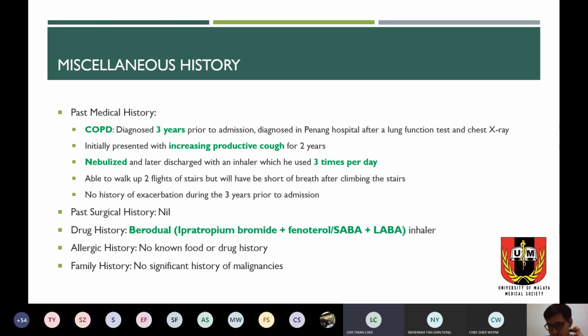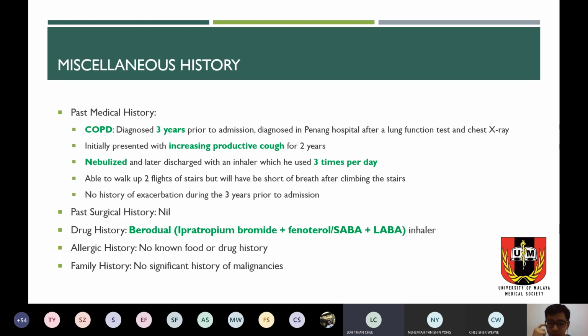This is what grade? MMRC what? Regine said grade 2. Okay, what is grade 2? Regine, you want to answer? Less than peers. But he's going up on a slope, right? If he climbs stairs, yeah.